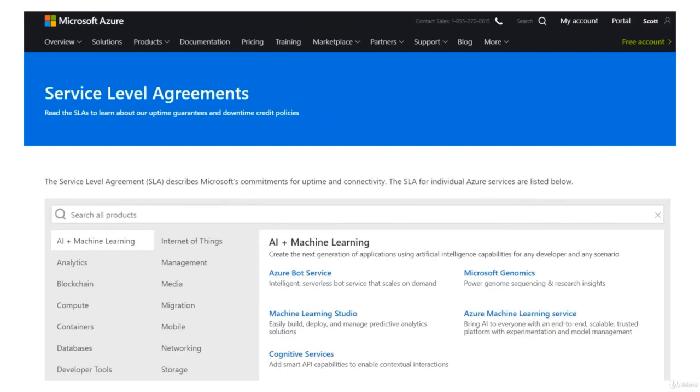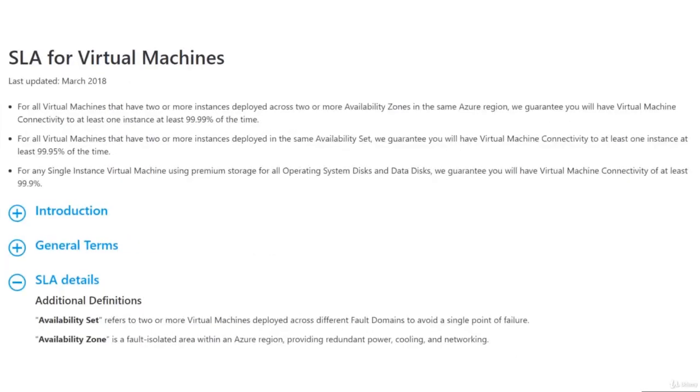Now, the thing to note about service level agreements is it's a financial guarantee. So what that means is that Microsoft makes a promise. So this is the SLA for virtual machines. And they say that for virtual machines that have 2 or more instances across 2 or more availability zones in the same region, we guarantee you will have virtual machine connectivity to at least one instance at least 99.99% of the time. And so you think, oh, great, this is 99.99 uptime guaranteed.